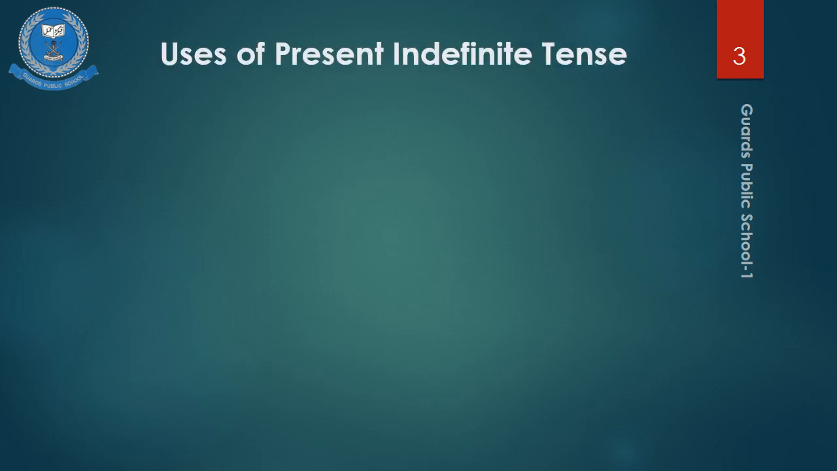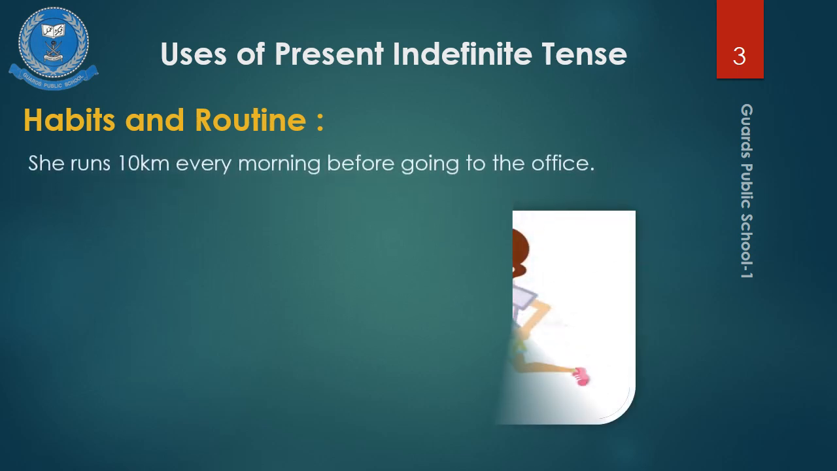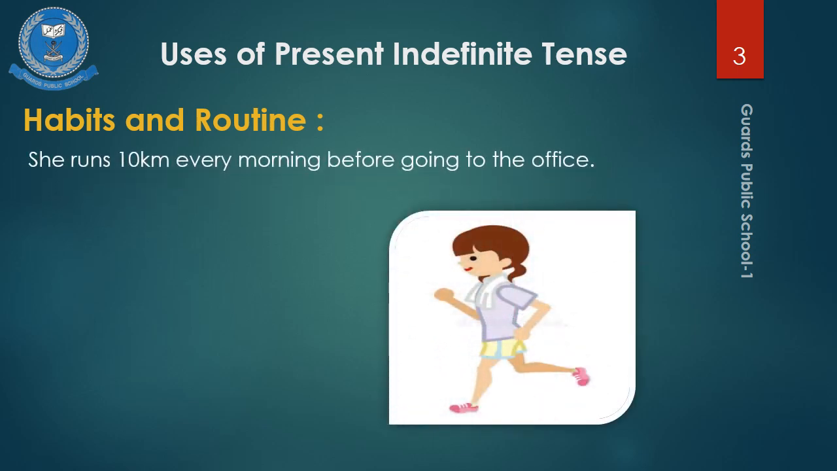Here we'll discuss the uses of present indefinite tense. And the first one is habit and routine. A habit is something you do in a regular and repeated way. It is a process that can occur subconsciously. The first sentence is, she runs 10 kilometers every morning before going to the office. It means it is a daily routine. She has made it her habit to run before work.